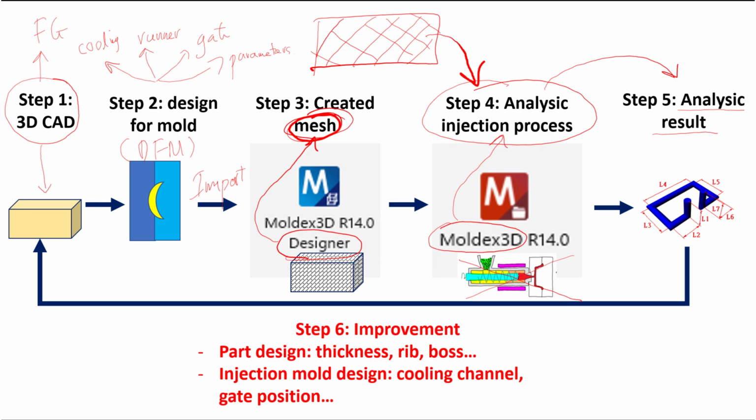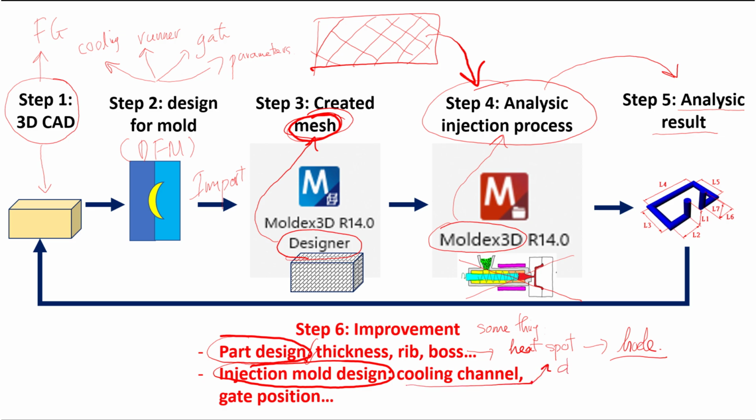Based on the result of step 5, we come to step 6. Sometimes we need to improve something. For example, with the part design, sometimes you can reduce the thickness of parts or ribs, or maybe the box has a hot spot, so you need to add a hole inside the box. Also, you can improve the injection mold design. For example, for the cooling channel, you can add more or reduce.